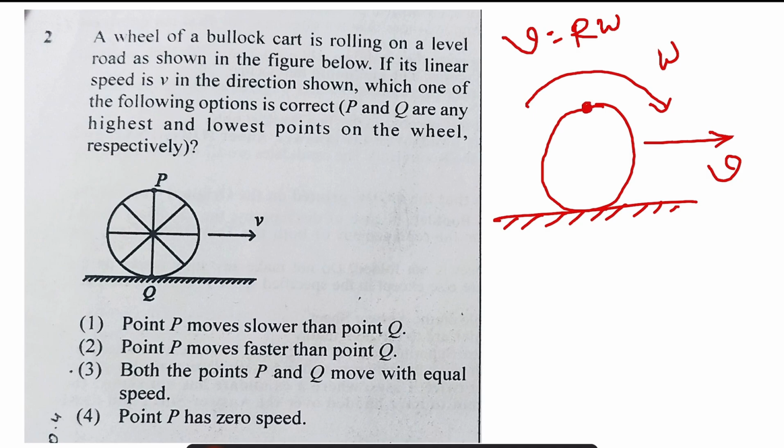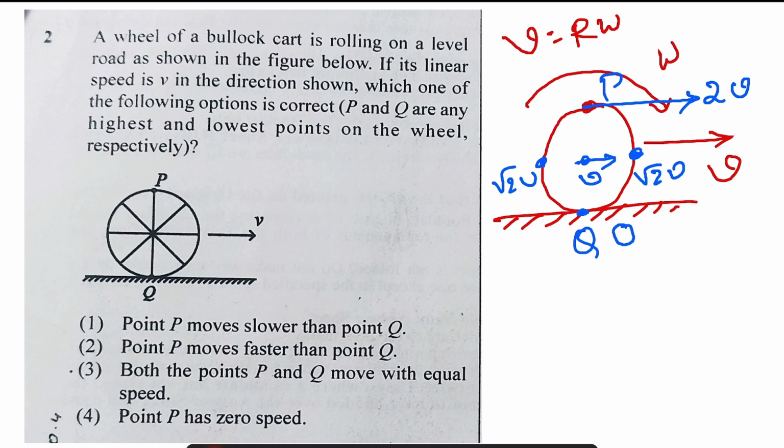So if you take different points, suppose this is point p, this is point q, and this is another point, this is the center. So the velocity of the highest point is 2v, the center is v, the ground is 0, and these 2 points are root 2 v.